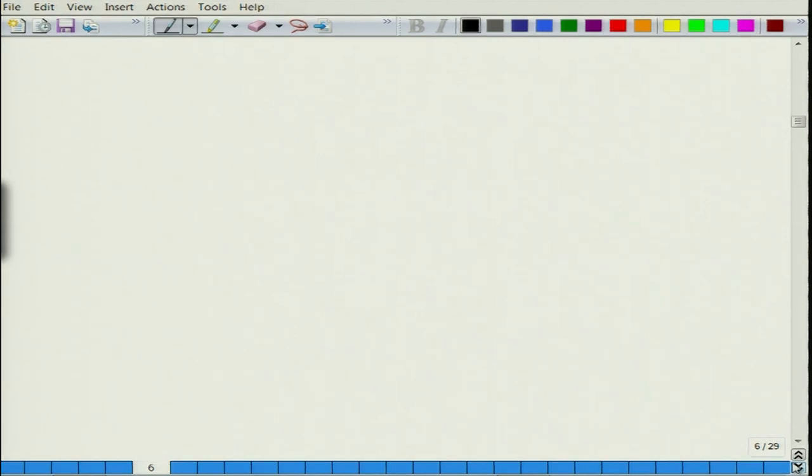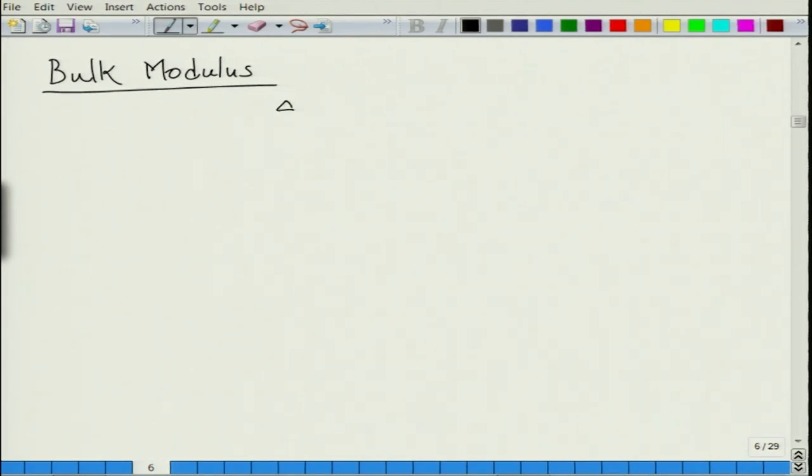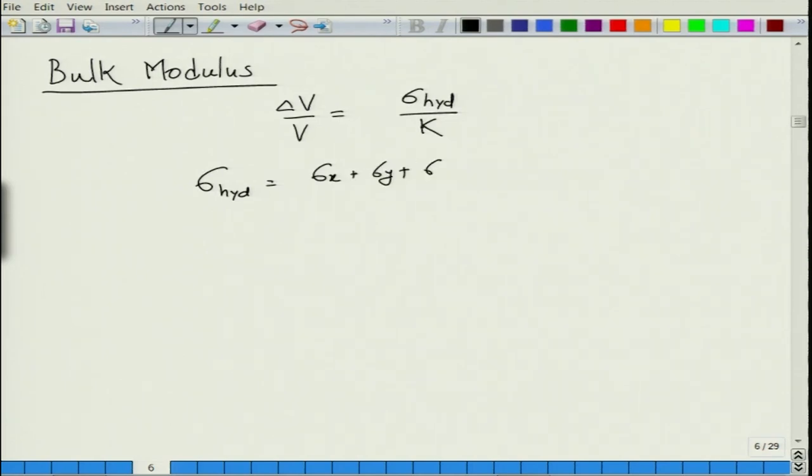Similarly, you can derive a relationship for the bulk modulus. We write this as the fractional volume change, delta V by V, equals sigma hydrostatic divided by K. This was the value of bulk modulus that we saw earlier. Now, hydrostatic stress in a general form is sigma x plus sigma y plus sigma z divided by 3.